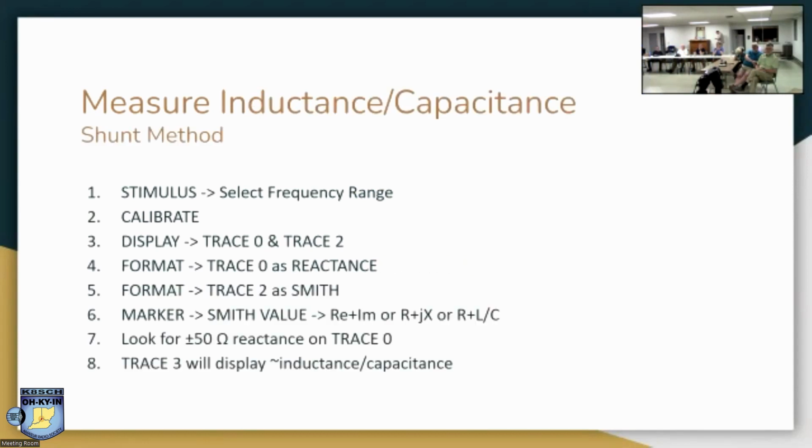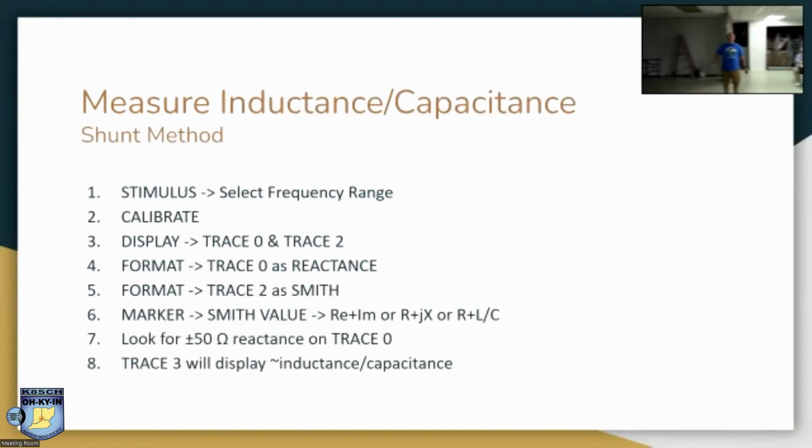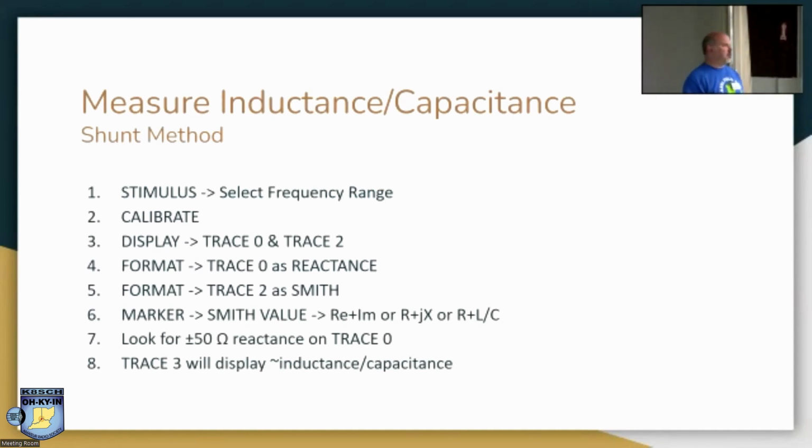All right, so I'm going to talk about measuring inductance and capacitance. Again, I forgot the test lead that I need to test these type of components. But it's the same thing. You're going to set your stimulus, your frequency range, what frequency you want to go to. And what I recommend you do is you set it as low as possible. So that's where I found mine's 10 kilohertz. Set it as low as possible because a lot of these components are way, way down there. Calibrate it, and I usually go up to like 50 megahertz. Set display trace 0 and trace 2.